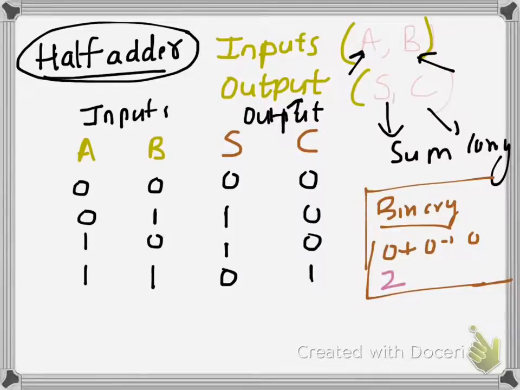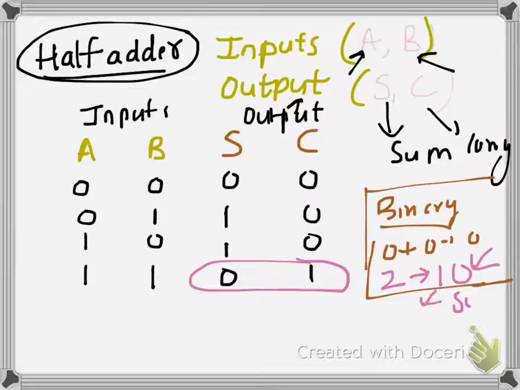If you have to convert 2 to binary, you will get 1 0. That is what I have written here. 0 means the sum bit, S, and 1 means the carry bit, right? Understood? Okay, now the main part is to implement it. So to implement, you will have to somehow derive the output to be a function of input.